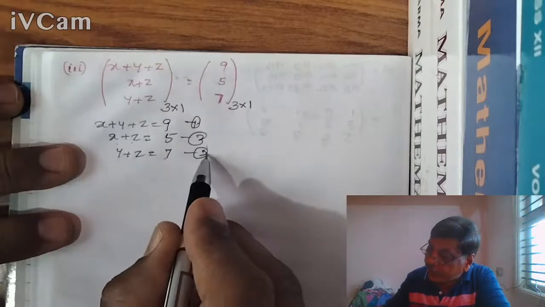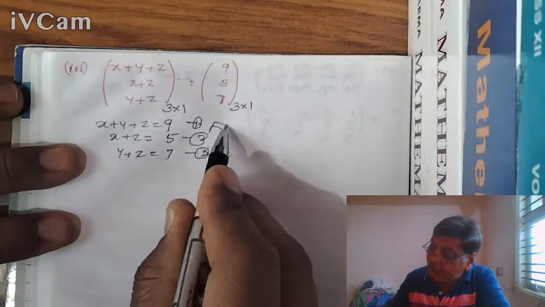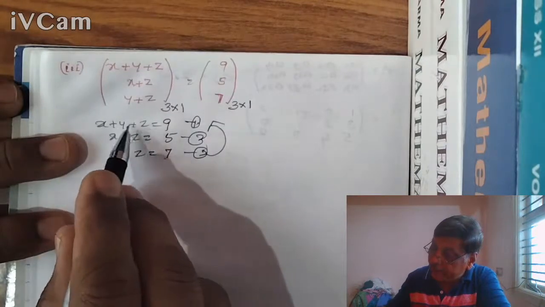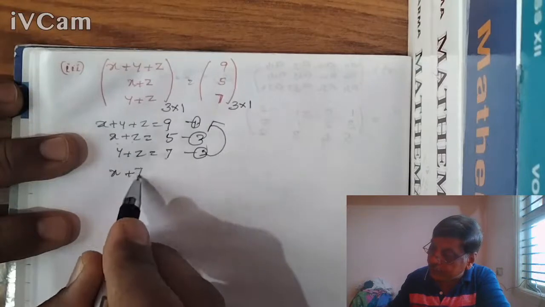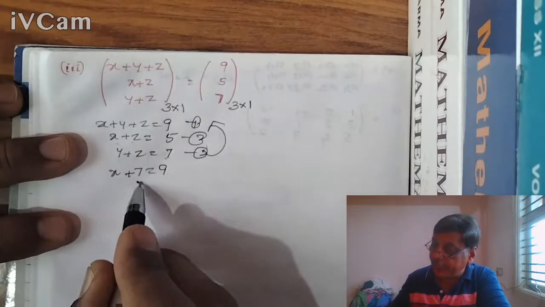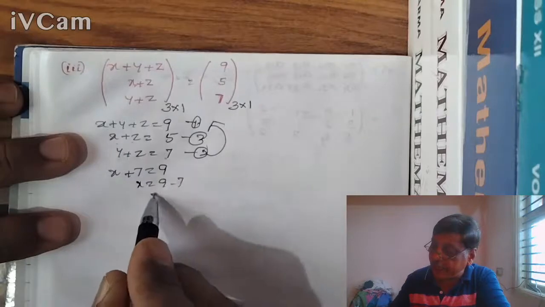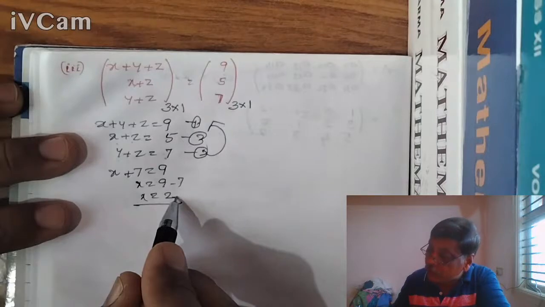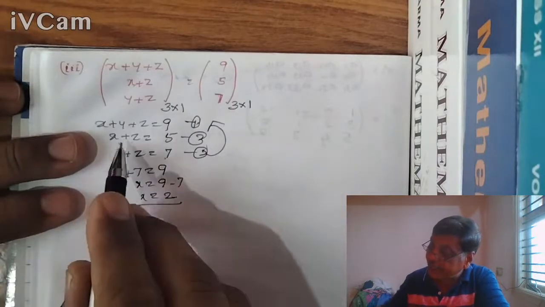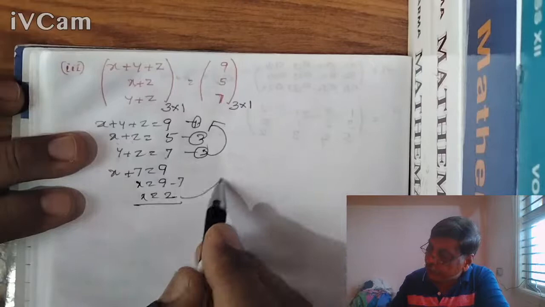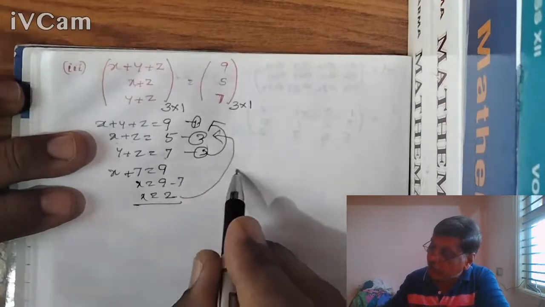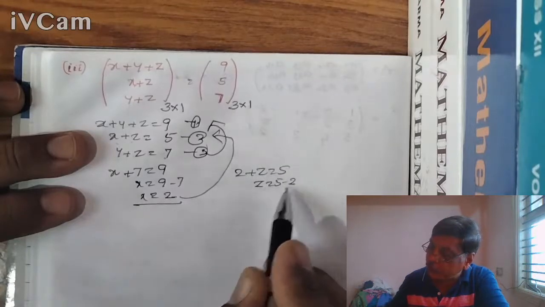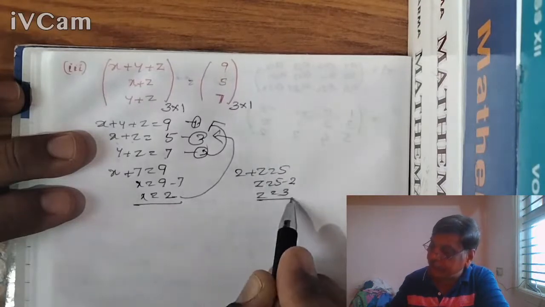Okay, I am going to substitute 3 in 1. What happens here? You write x as it is. Here y plus z I replace by 7, equals 9. Therefore x is equal to 9 minus 7, which is 2. When x equals 2, we can find z. Put x equal to 2 in equation number 2: 2 plus z is equal to 5. Therefore z is equal to 5 minus 2, that is 3.